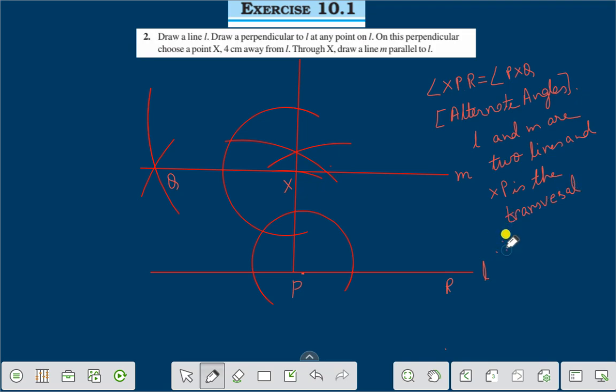Therefore, you can say that XPR and PXQ are equal, and these are alternate angles. Therefore, you can say that M is parallel to L.